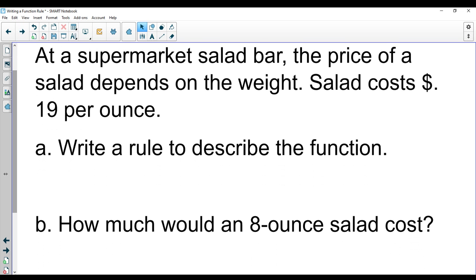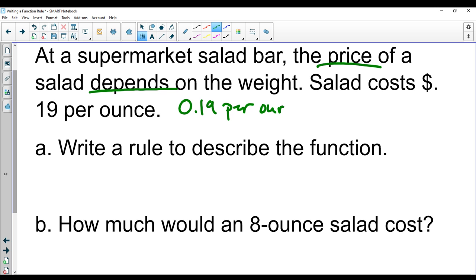So at a supermarket salad bar, like at Big Fancy Kroger, the price of a salad depends on the weight. So price depends. Okay? Salad costs 19. Okay, so make sure to read this carefully. It's $0.19 per ounce. So 0.19 per ounce. All right? I'm glad it's 19 cents and not $19 because that would be really expensive. But anyway.